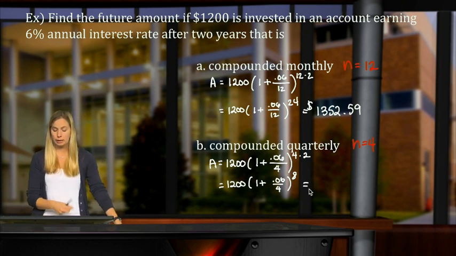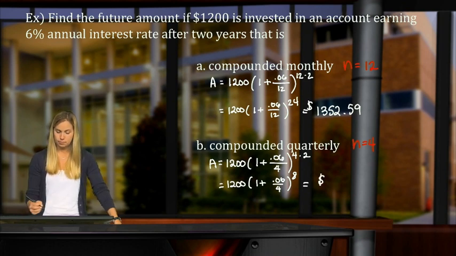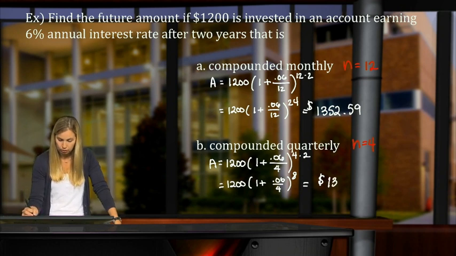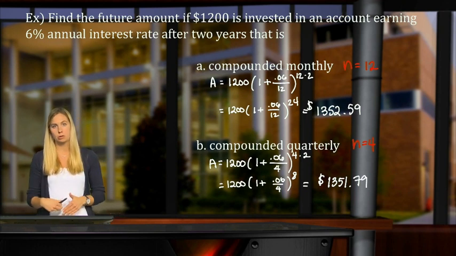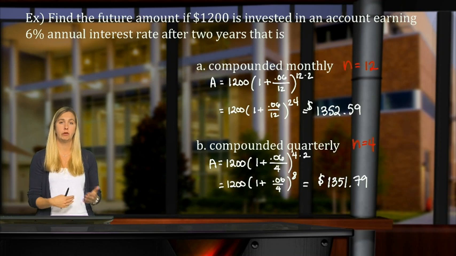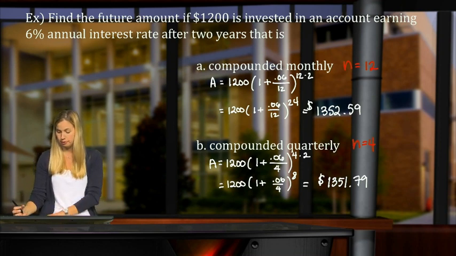Simplifying that exponent, 4 times 2 is 8. Now we can plug this into our calculator. When you do that, we should get $1,351.79. So as we predicted, our future amount did decrease when we had fewer number of times compounded per year.